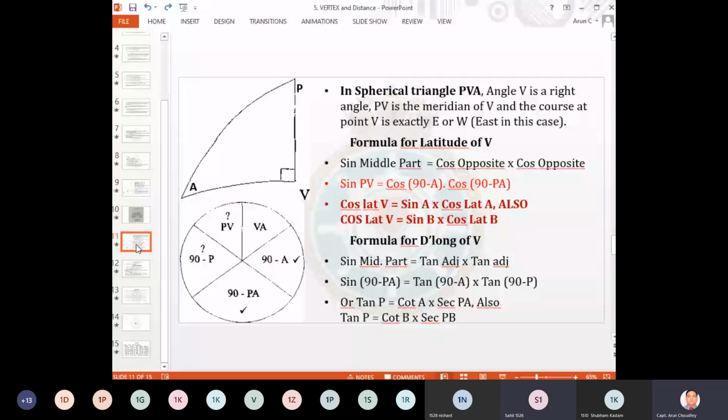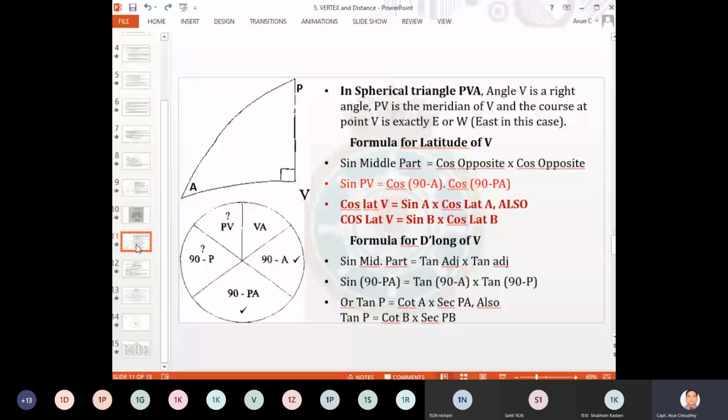By looking at angle P, we can find the D long between A and the vertex. Yes, very correct. If we can find the angle P, that is the D long between the position A and the position V, and we apply that D long to the position of A, we will get the longitude. Simple as that.